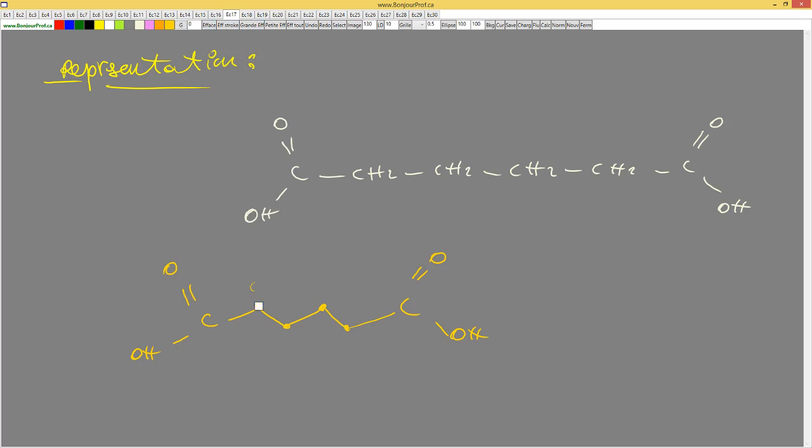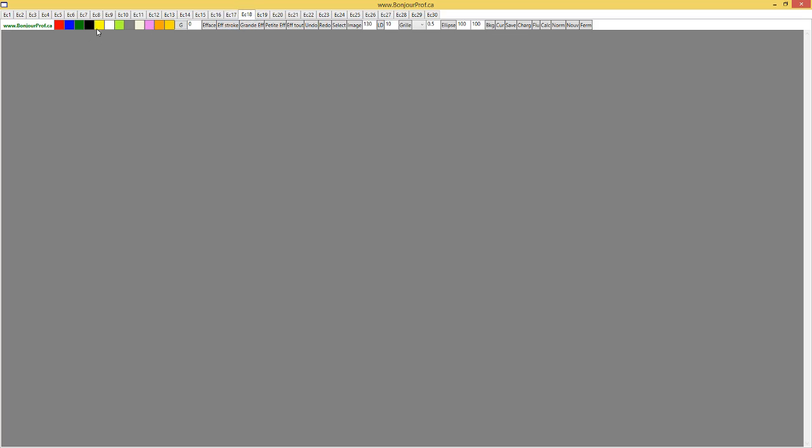This representation we call the skeletal formula. We are representing only the skeleton. This is what we represent. For the acids, I have to finish with the properties of the acid.